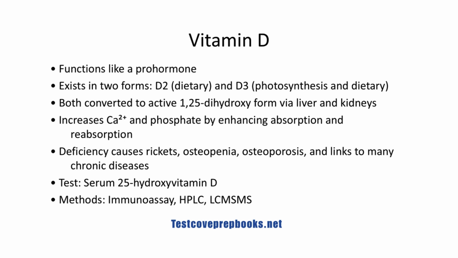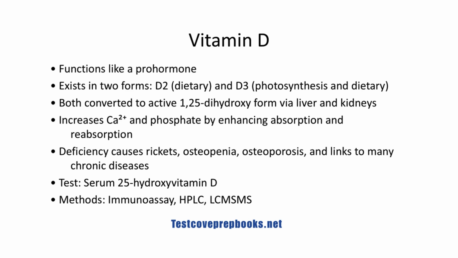Both forms are converted into the active form, known as 1,25-dihydroxyvitamin D, in a two-step process. The first step takes place in the liver, producing 25-hydroxyvitamin D, and the second step occurs in the kidneys. The active form of vitamin D plays a critical role in increasing blood calcium and phosphorus levels. It does this by boosting intestinal absorption, enhancing renal reabsorption, and promoting bone mineralization.